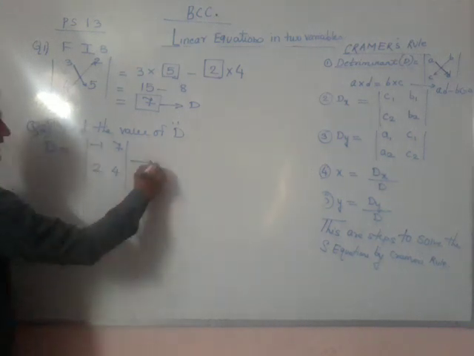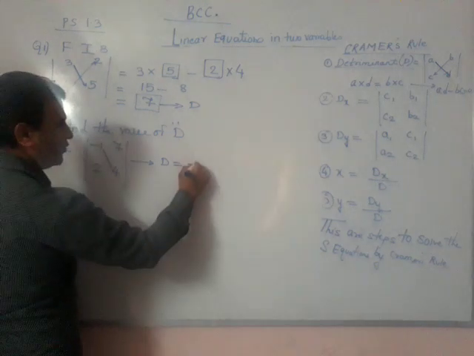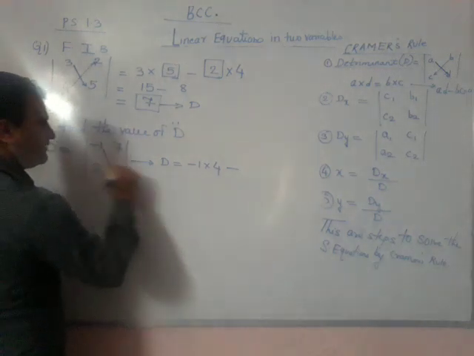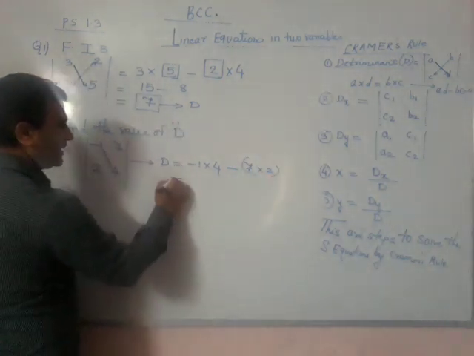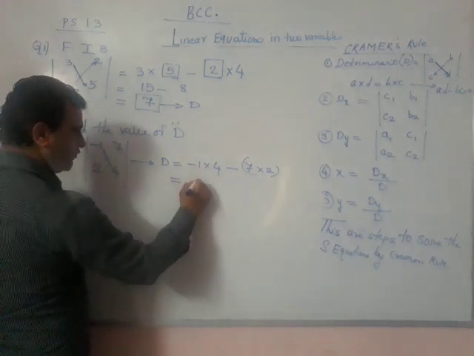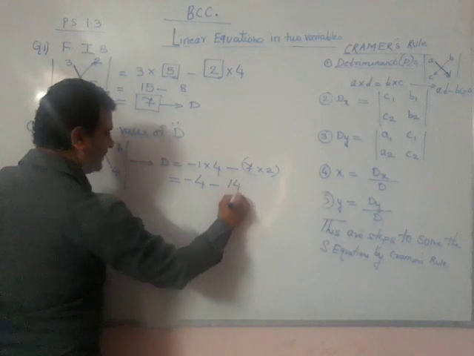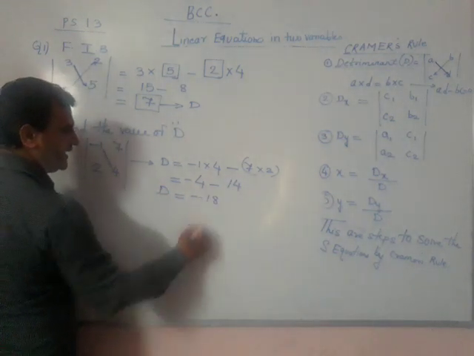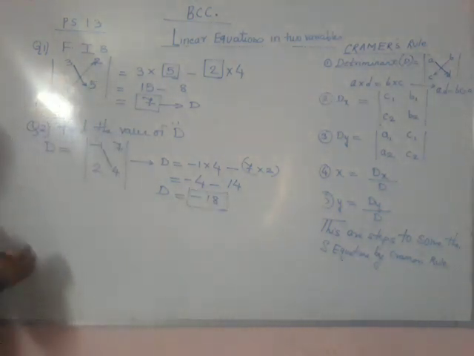Let us calculate D. As you know, D is equals to minus 1 into 4, minus 7 into 2. You can put the whole thing in brackets also. Minus 1 into 4 is minus 4. Minus 7 2s is 14. So D is equals to minus 18. Did you understand this? Yes. This is question number 2 first.